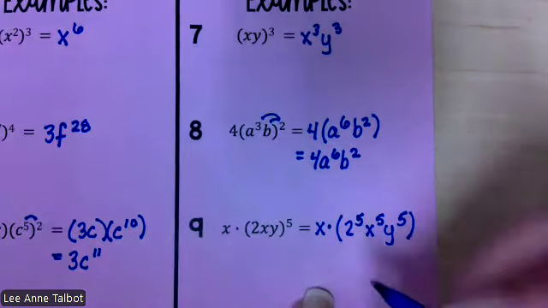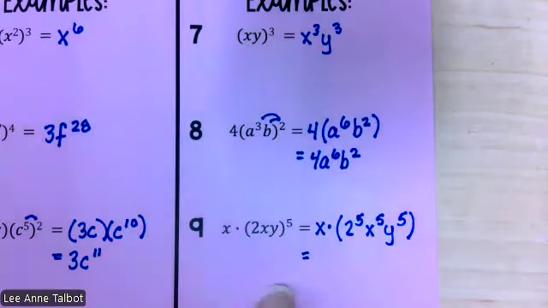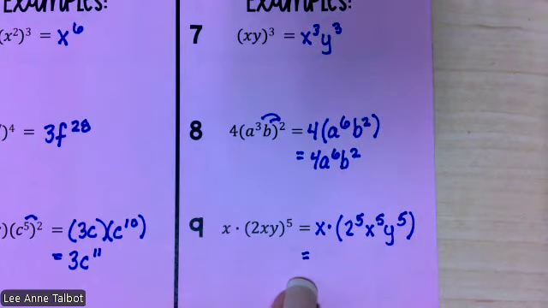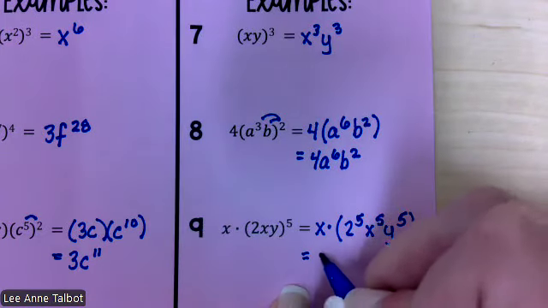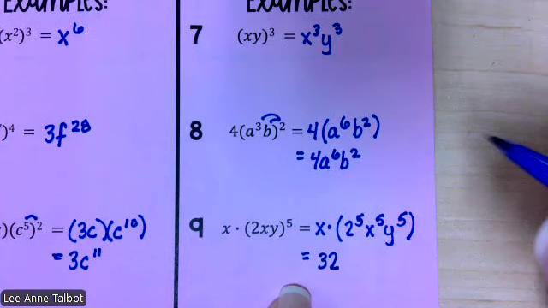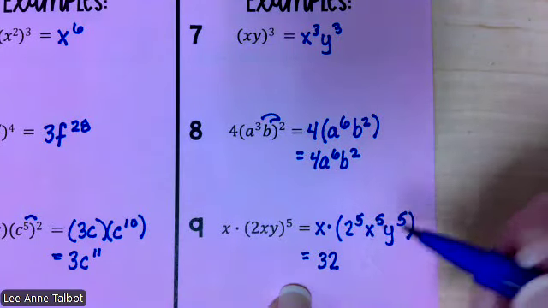Okay. Does anybody know what 2 to the 5th power is? 32. And how many total x's do I have now? 6.